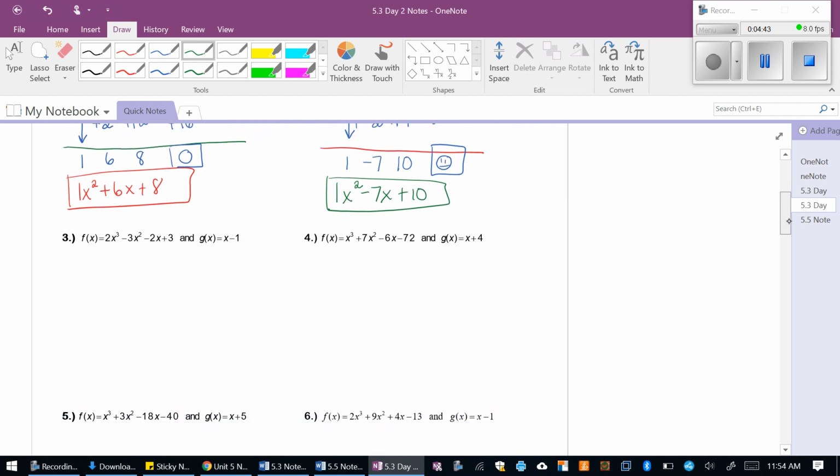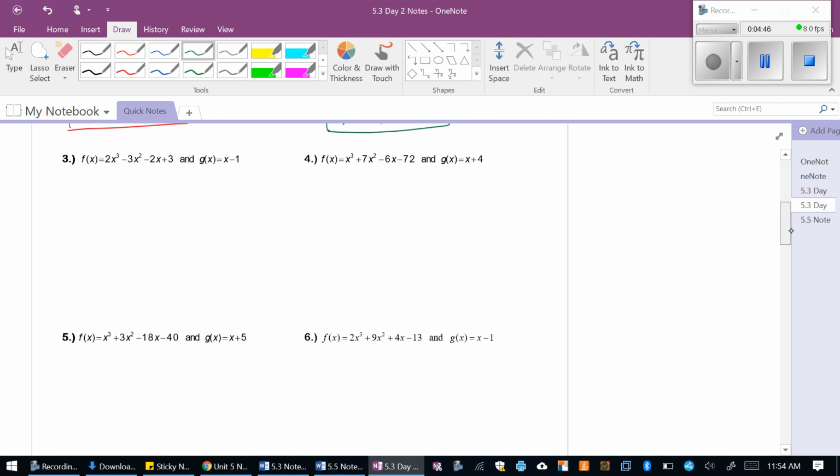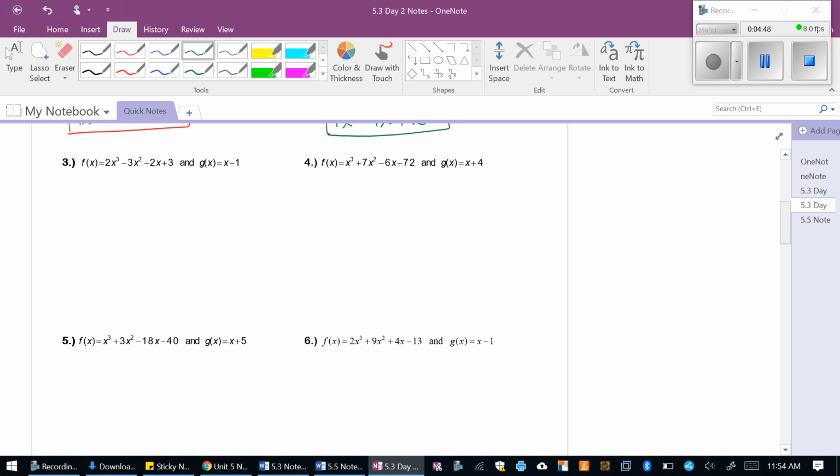Now let's go ahead, let's do one more together, and then we'll have you try one on your own. So let's look at number 3. We're going to make that box. We're going to use g of x to determine what goes in the box. So we have x minus 1 equals 0. We're going to add 1, we're going to add 1. We're going to get x equals 1.